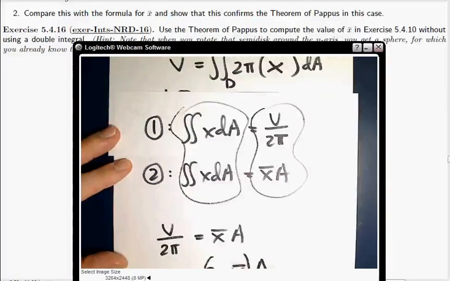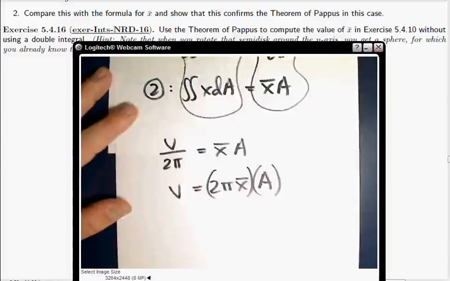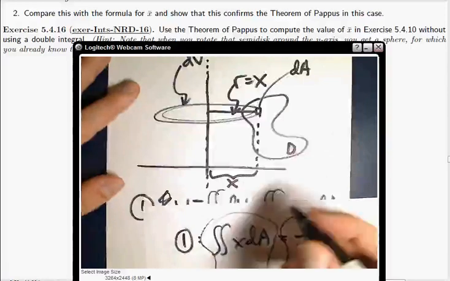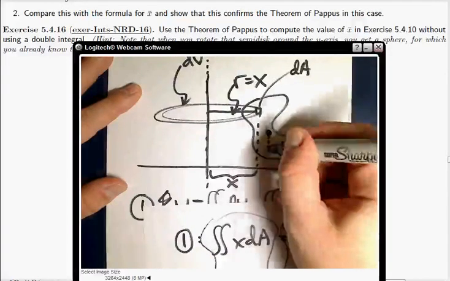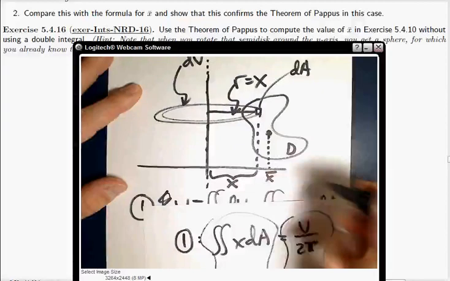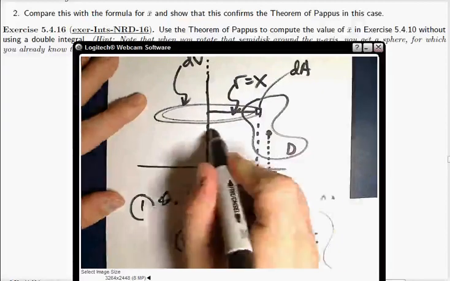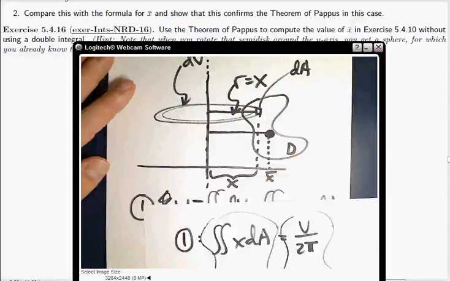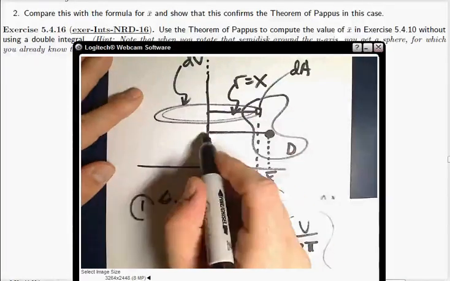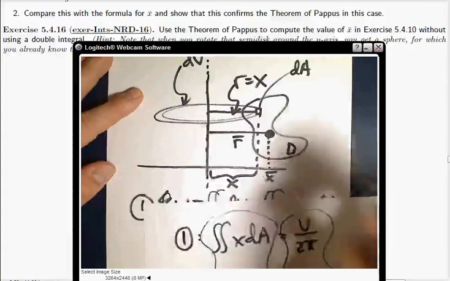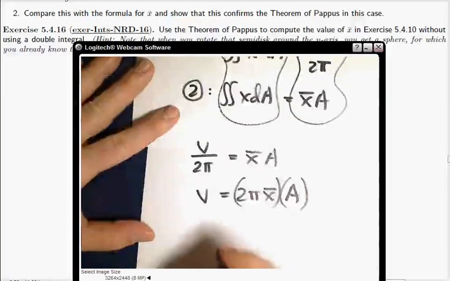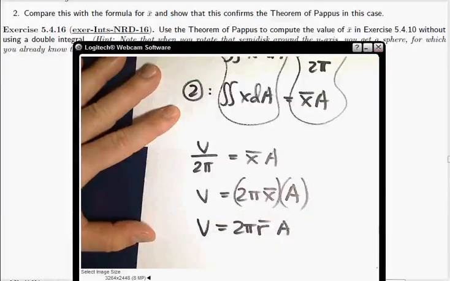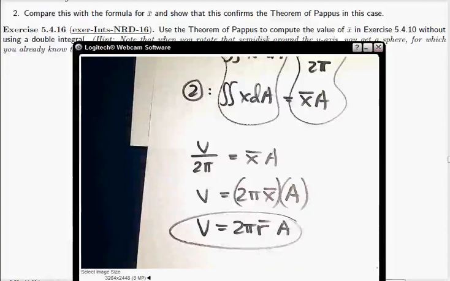And now let's make it interpretable. What is x bar? Well, in our original picture, x bar is the x coordinate of the centroid. X bar is that distance. It's the distance from the centroid to the line that we're rotating around. So x bar is r bar. So v is 2 pi r bar times a, and that's what Pappus's theorem would say.